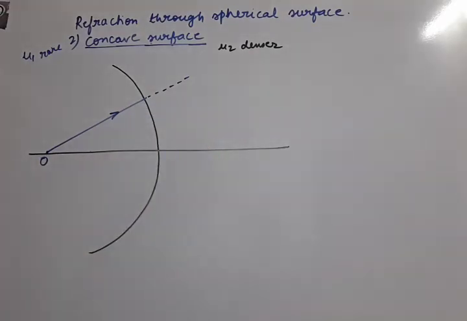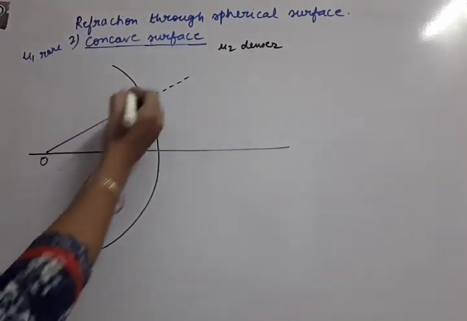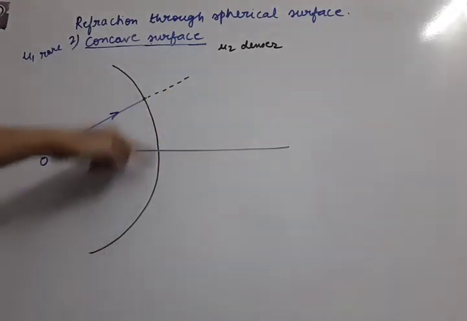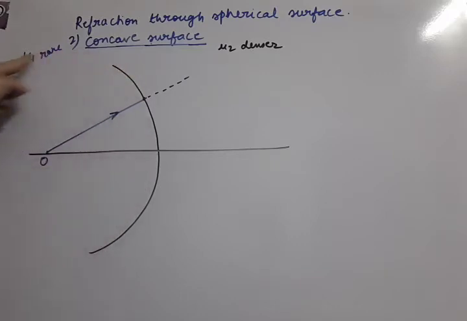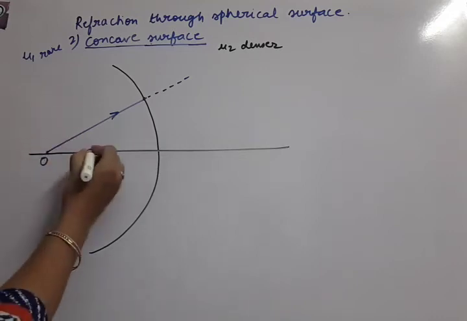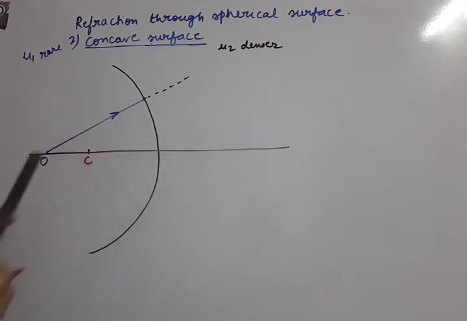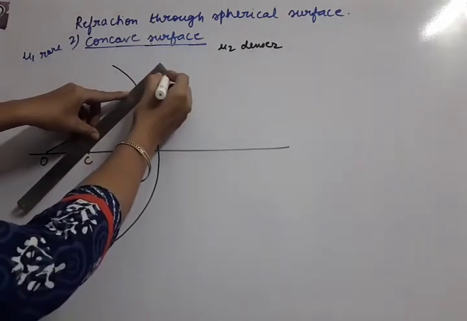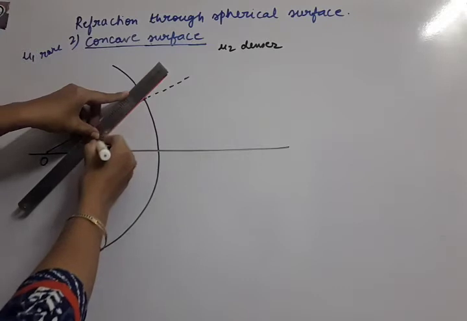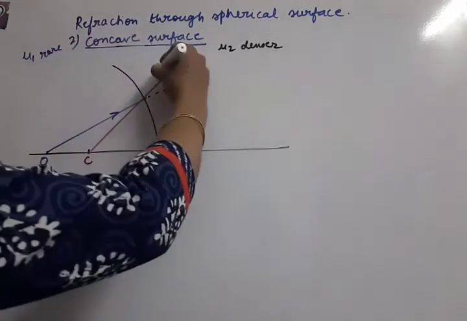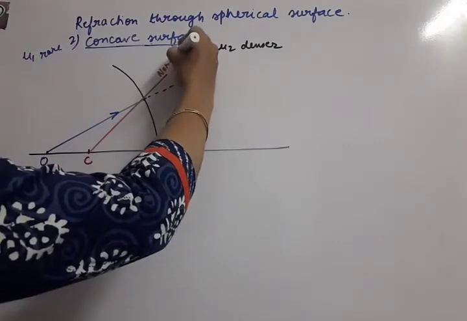So let us draw the normal. Because this surface is concave surface, if we complete the circle, it will be completed here. So its center is here somewhere. So let us draw the center of curvature. Suppose it is here. The line which is passing through the center of curvature will be normal. This line, red line, is the normal.